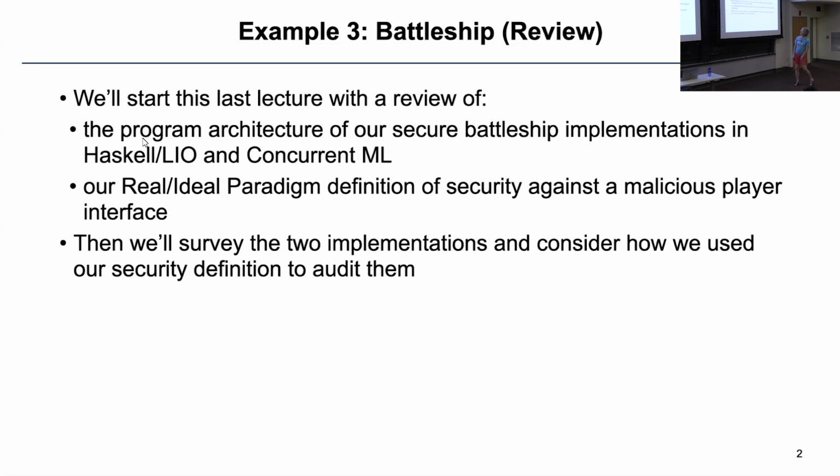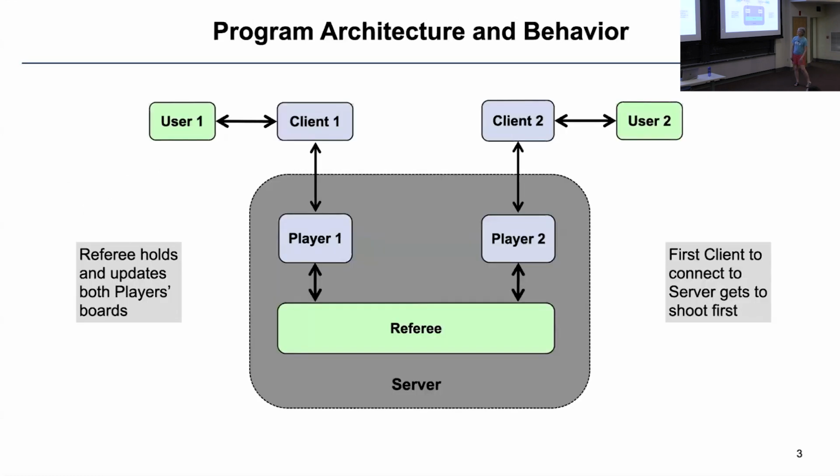So let's start by reviewing where we got to last time. And so we have an architecture that looks like this. There are two human beings who are connected to clients. The clients are connecting by a TCP connection to a server that within it has two players that are operating on their behalf. The players are talking to a trusted referee, and the referee is holding the two players' boards.